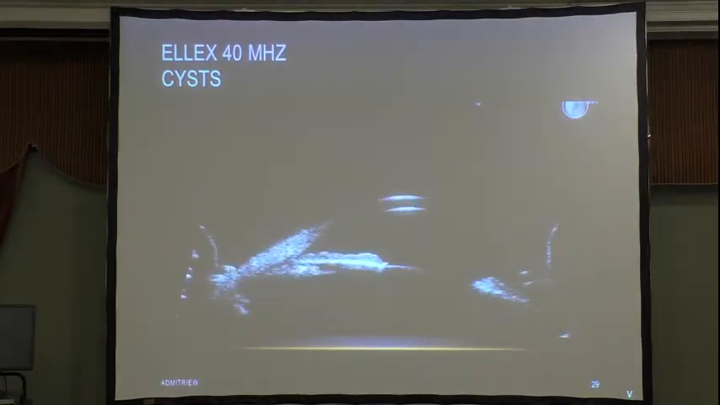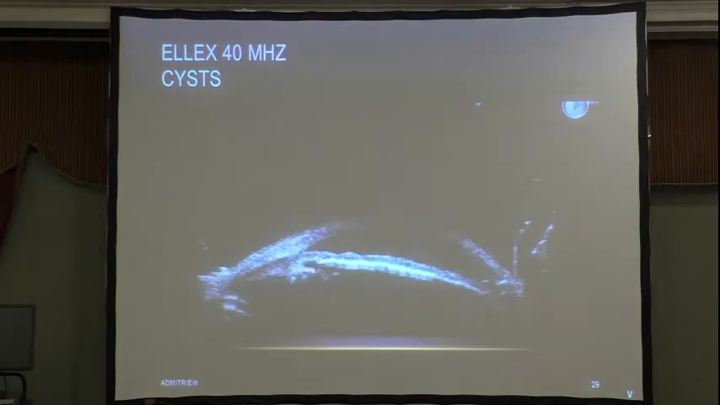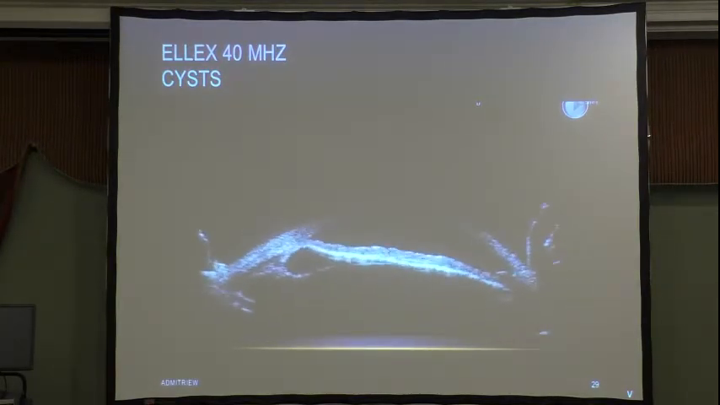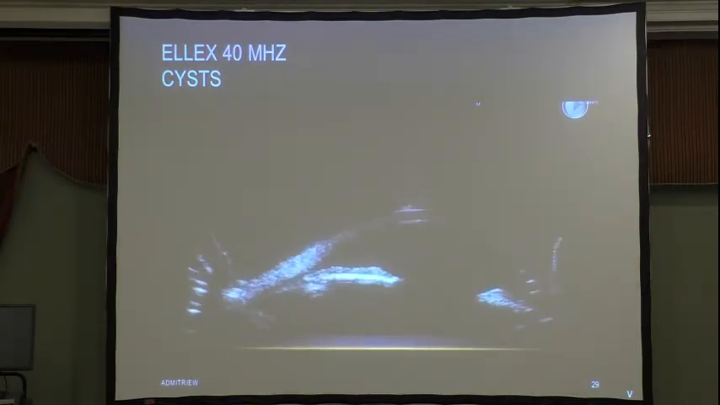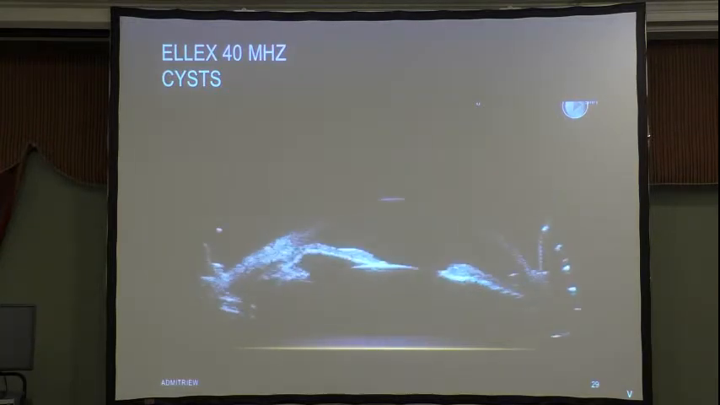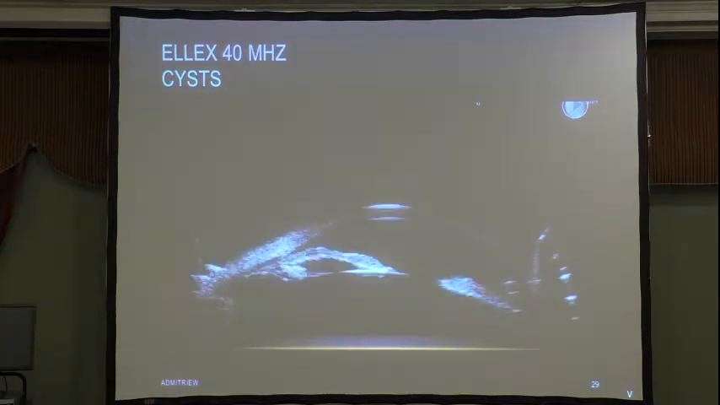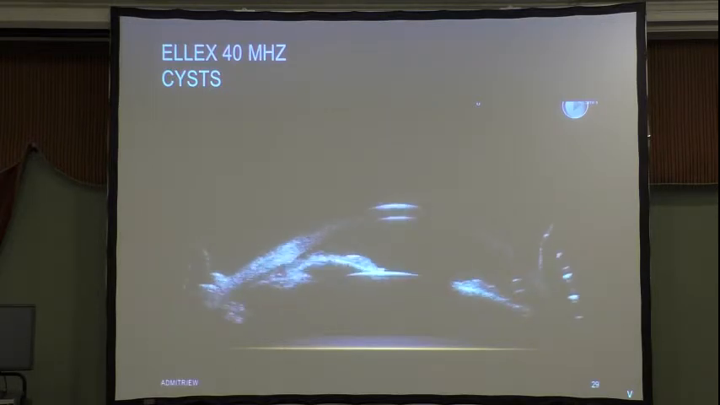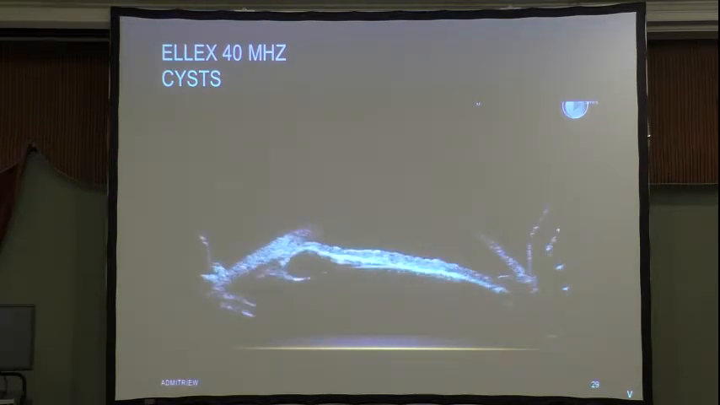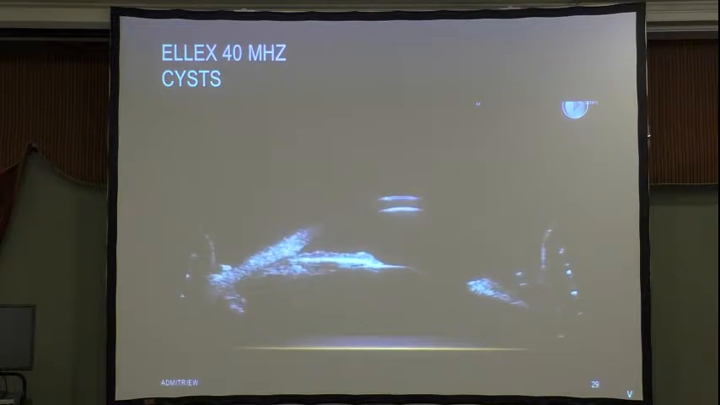So when you look at the cysts dynamically, sometimes it's very important to configure the position of the probe in the same axis as the cyst is present, because otherwise you will underestimate the thickness of the cyst or the actual diameter.